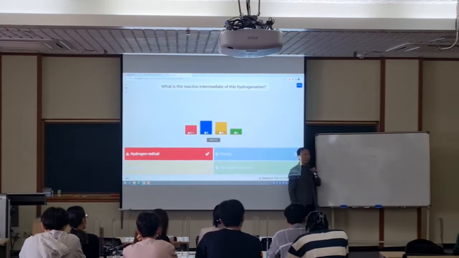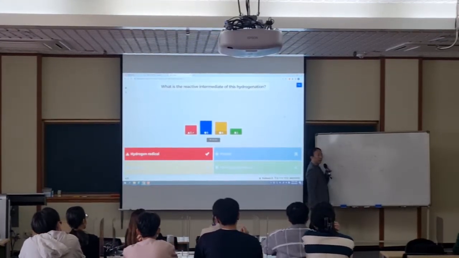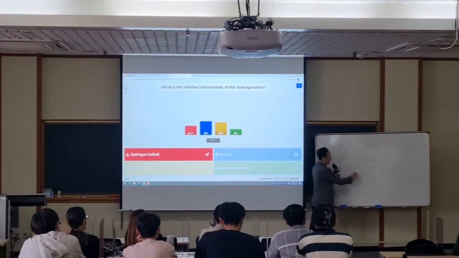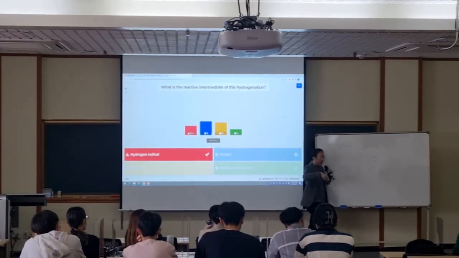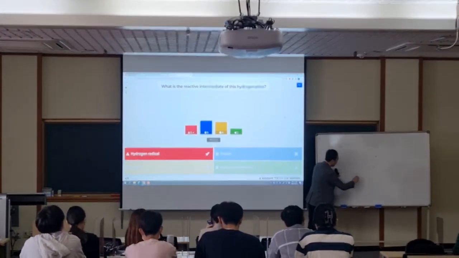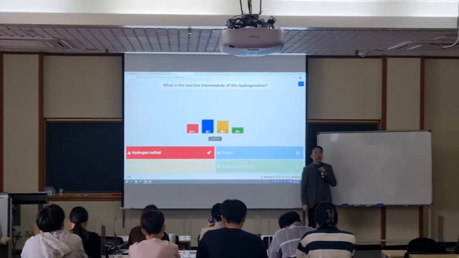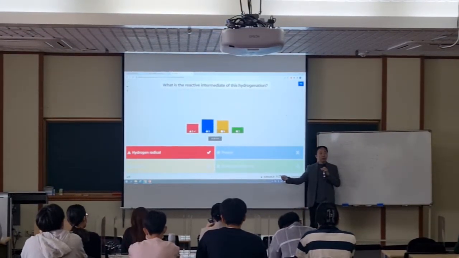Okay. But in this reaction, this is homolytically cleaved. It generates H dot, and it is added to the double bond at this one-electron side, going together. Okay, so this is usually the mechanism we draw for this reaction.